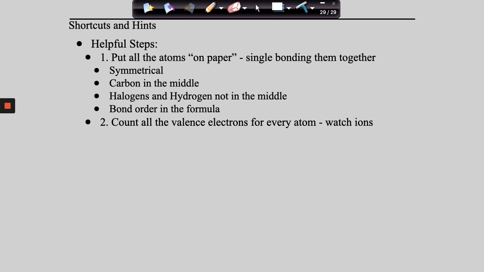Now step 2. You're going to count up all the valence electrons for every atom, and you're going to watch out for ions. Just write it down for now. It'll make more sense in a minute.